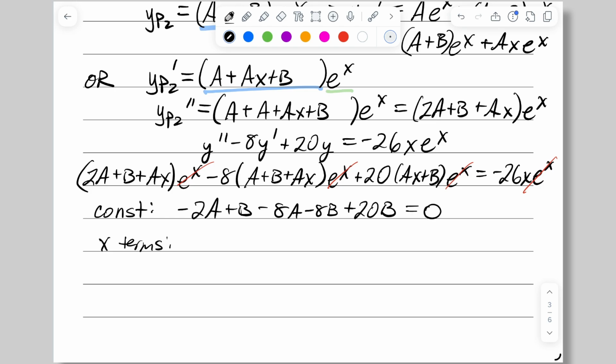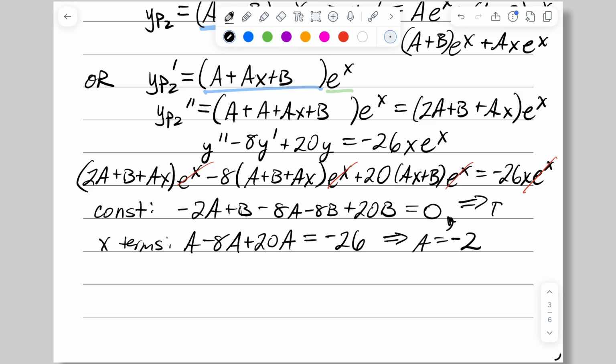For the x terms, again, on the left-hand side, we have ax. I'm not going to write down the x because we can see that there are x's everywhere, right? Negative 8ax, so I'll just write that down as negative 8a. And then 20a on the left, so plus 20a. And on the right-hand side, the x term, neglecting the e to the x, is negative 26x, so I can write this down as negative 26. Based on that last equation, we can get that a is equal to negative 2. And then backing into the previous equation, we then find that b is equal to negative 12 over 13.